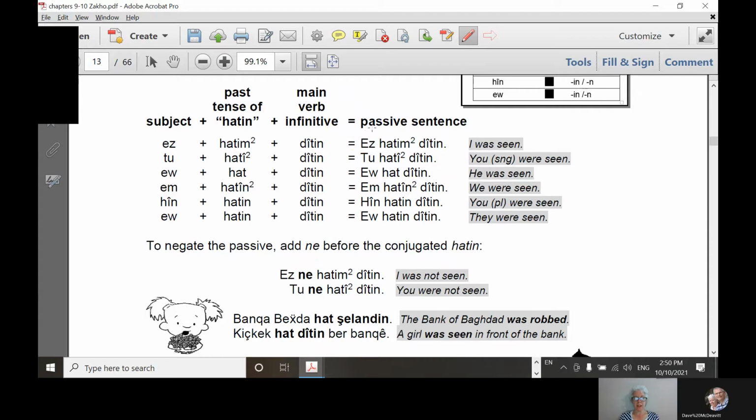You were seen. He or she was seen. We were seen. You were seen. They were seen. These are passive sentences. And here, hot is your base verb, and then you conjugate hot, and then you simply tack on the infinitive. And that's how you form the passive.